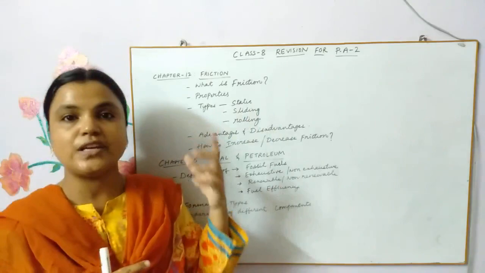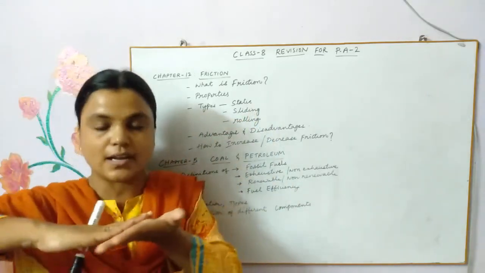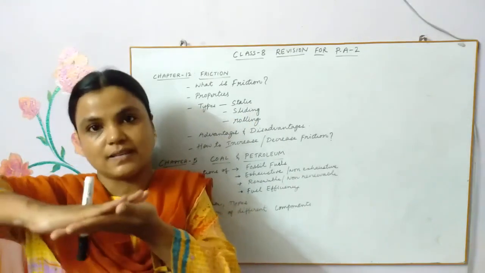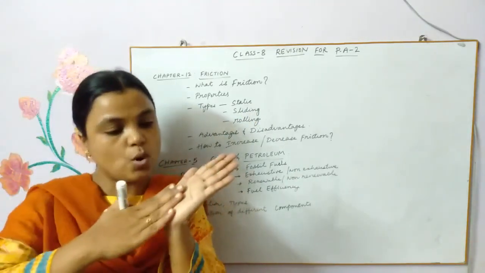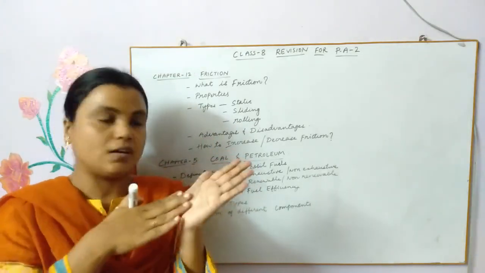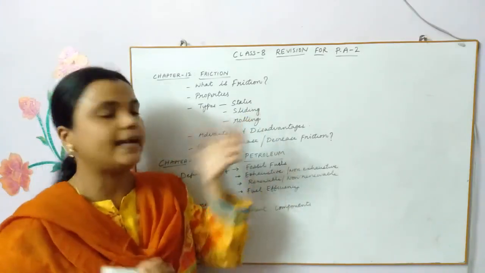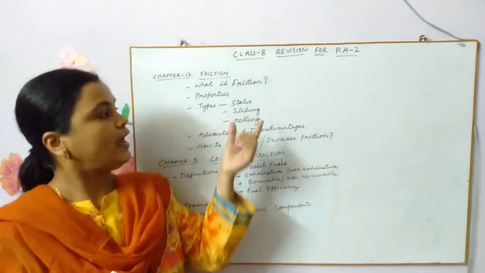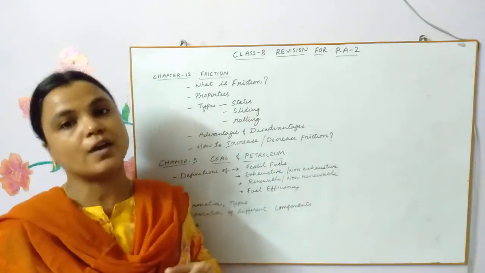Now, sliding friction is that friction when an object slides over another object. So it is sliding. When an object moves past another surface or another object, when it slides over another object, sliding friction comes into play. And rolling friction is that friction when an object rolls over another body.